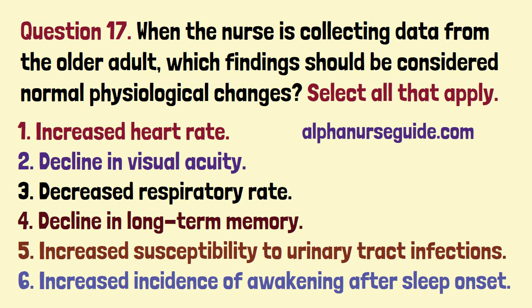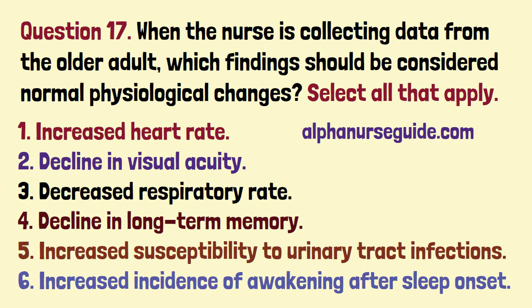The correct answers are 2. Decline in visual acuity. 5. Increased susceptibility to urinary tract infections. And 6. Increased incidence of awakening after sleep onset. Rationale. Anatomical changes to the eye affect the individual's visual ability, which leads to potential problems with activities of daily living. Light adaptation and visual fields are reduced.